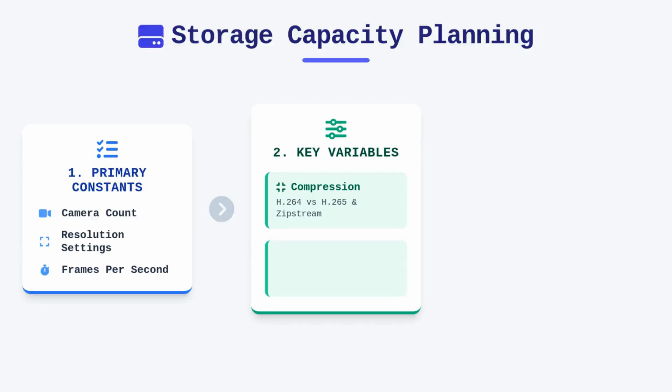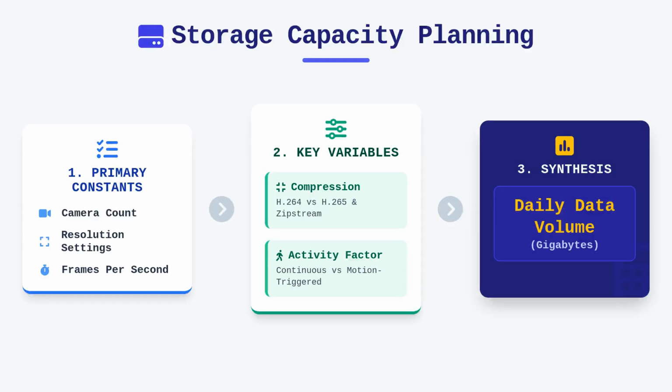Furthermore, you must account for the activity factor, which represents the percentage of time a scene contains movement that triggers high bitrate recording. If you configure a camera for continuous recording, you assume a 100% activity factor, whereas motion-triggered recording allows you to model lower usage rates to conserve disk space. Synthesizing these variables provides a raw estimate of the daily data volume in gigabytes, which then serves as the foundation for your multi-day retention requirement.